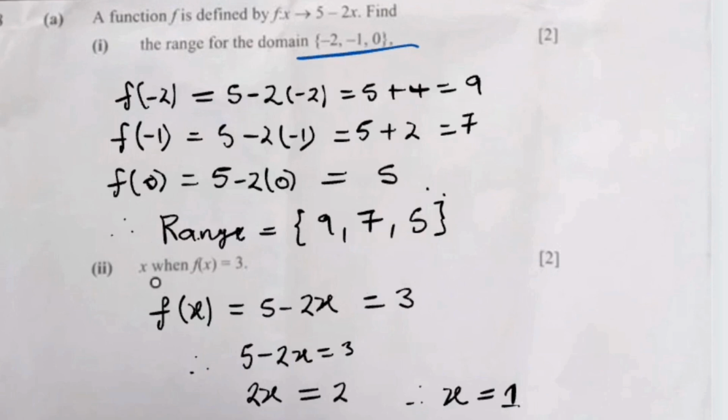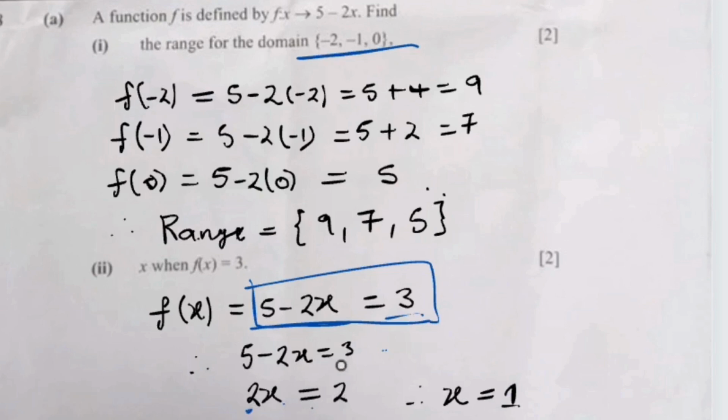Now we want to find the value of x for which f of x is equal to 3. So f of x is equal to 3, but f of x is given by 5 minus 2x. So we are just solving this equation. That is 5 minus 2x is equal to 3. Okay? Now we add 2x both sides. That is 2x is equal to, that is 3 this side, 5 minus 3 is 2. So divide throughout by 2. x is equal to 1.